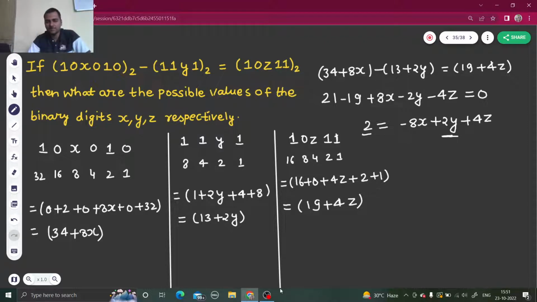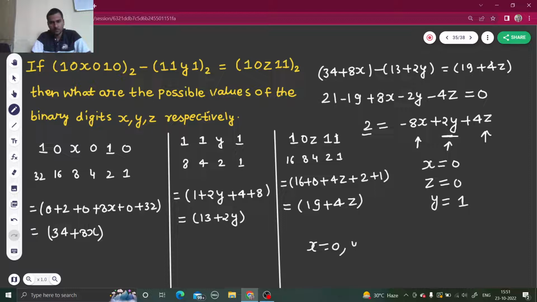So with the help of 0 and 1, the only thing I can do is to remove this 8x and 4z with the help of x equals to 0 and z equals to 0, and to keep this alive with y equals to 1. So the possibilities are x 0, y 1 and z to be 0.